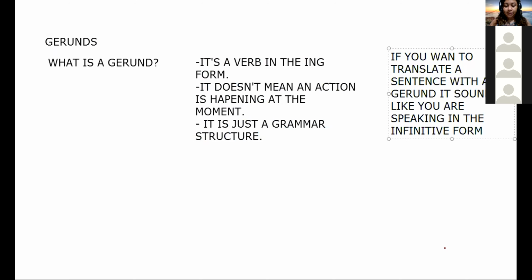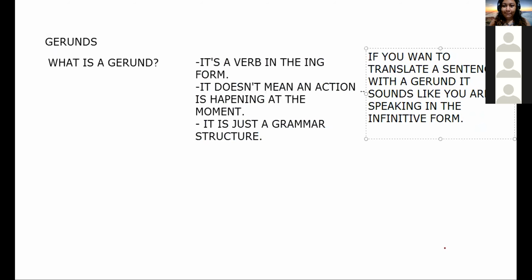Okay, take a look at this one. What does it say over there? If you want to translate a sentence with general, it sounds like you are speaking in the infinitive form. If you're trying to translate the sentence, right? So once again, this is just a grammar structure.